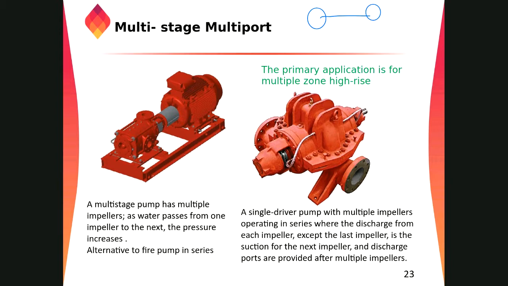What is the beauty of that? Suppose this is the suction side. The water comes from this suction to this impeller, and this impeller increases some pressure, and now it goes to the second impeller, which further increases the pressure. There are two impellers, right? Two stage or three stage. It is the most advanced one for high-rise building applications.